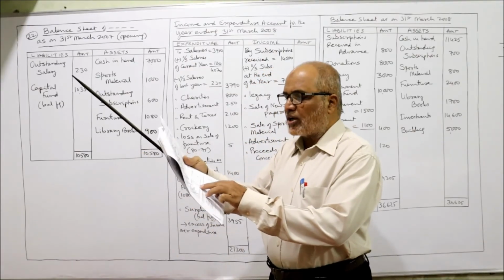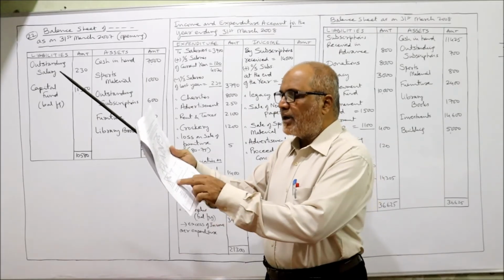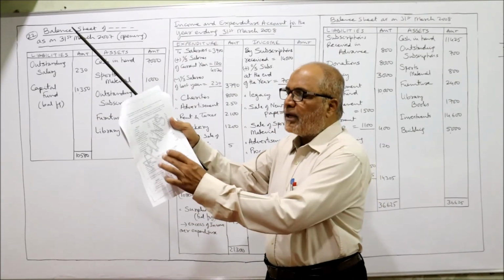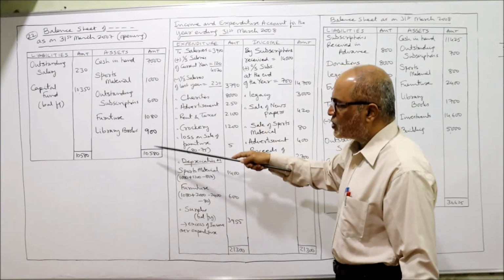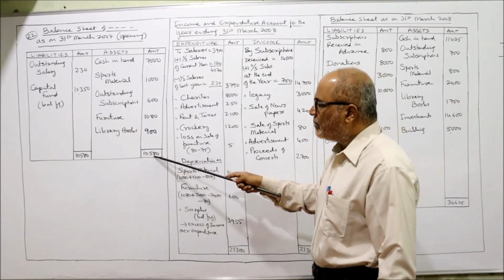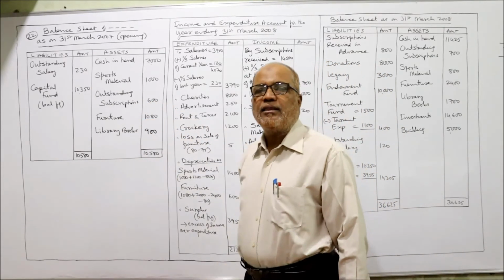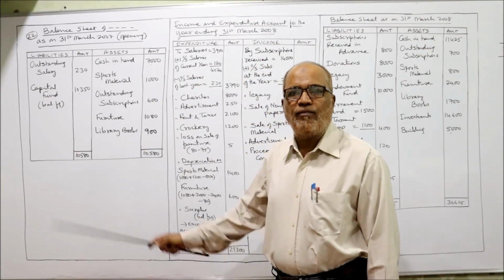Next comes furniture 1080. So furniture 1080. Library books 900. Library books I have taken 900. All opening balances I have taken to make the opening balance sheet. Asset side, take the total 10,580. From 10,580 deduct 230, you will get 10,350. 10,350 is the capital fund at the beginning of the year.